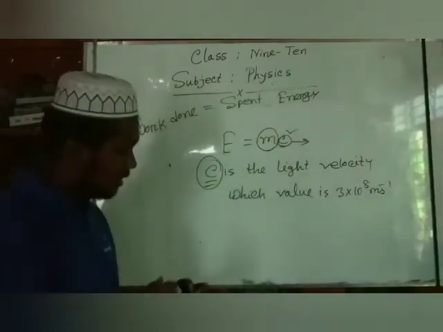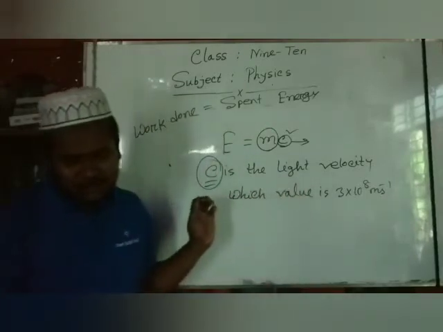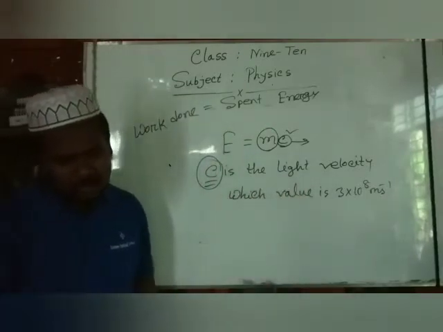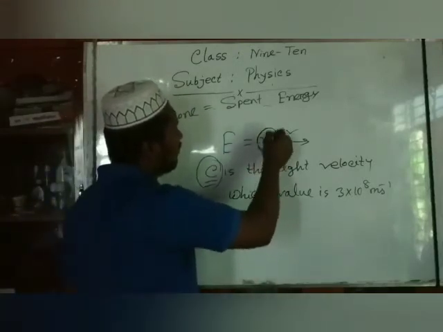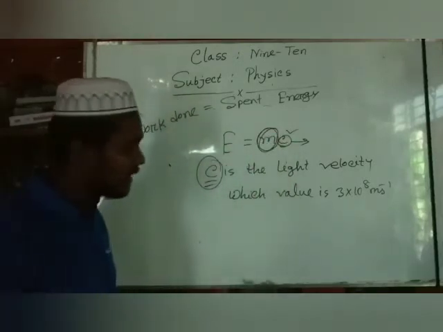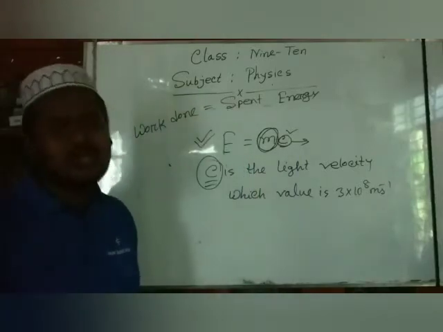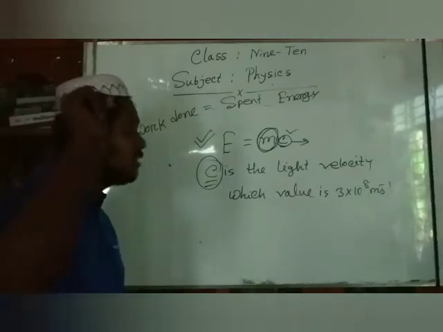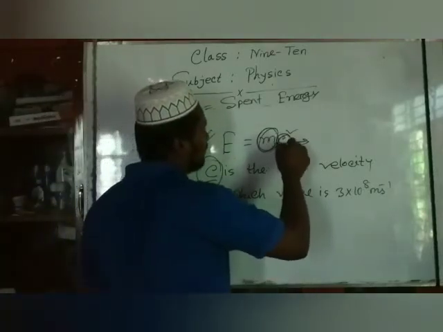So students, you must understand these topics. If the mass m is transformed into energy, then this is the formula for the energy, E equals mc square, and the object must travel at the velocity c.